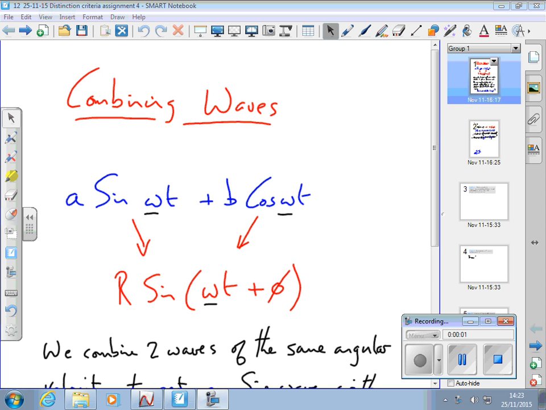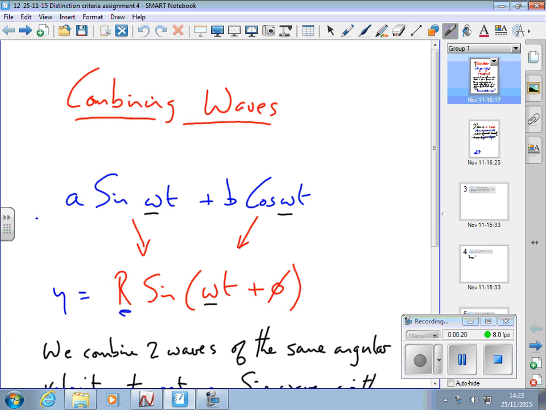So let's have a look at combining waves, and that's what this is all about. Taking a couple of waves, a sine omega t plus b cos omega t, and combining them into one wave. And we've seen waves a bit like this. y equals that sort of wave.